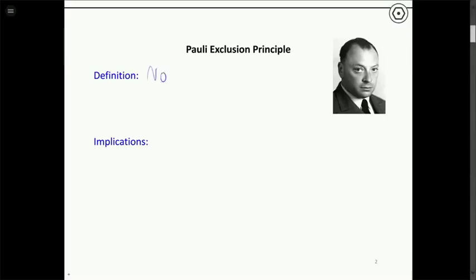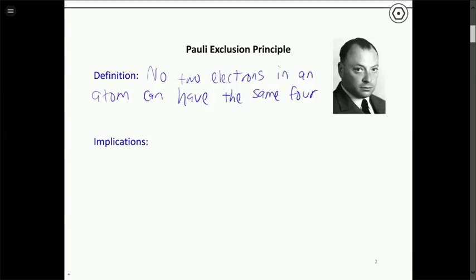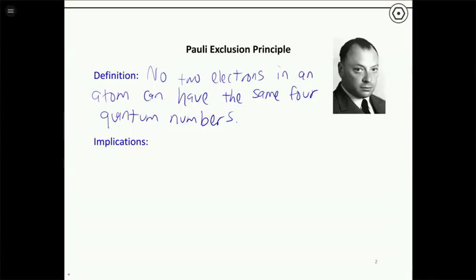So no two electrons in an atom can have the same set of quantum numbers. When you have a multi-electron atom, each electron in that atom is going to have a unique set of quantum numbers associated with it. Now there are some important implications of this. If we recall, the fourth quantum number only had two allowed values.